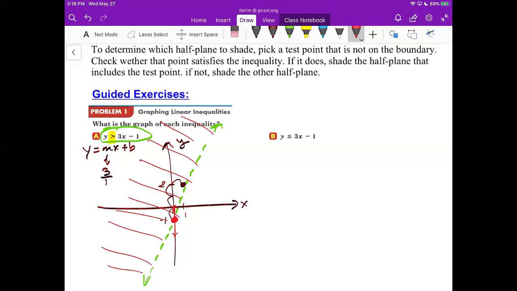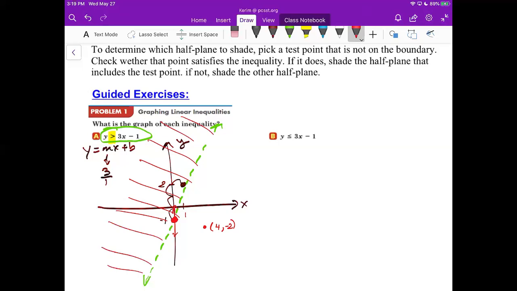The other method is the most common method. Most textbooks use this one. Pick a point on any side. It doesn't matter. For example, if I pick a point over here, let's say this point is (4, -2), a random point at a random location, it doesn't matter. Then substitute this point in your inequality. If you get a true statement, shade the point's side. If you get a false statement, shade the other side.